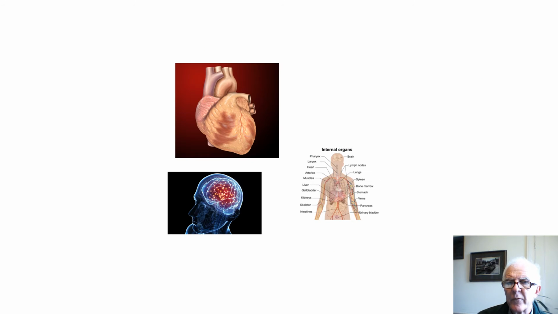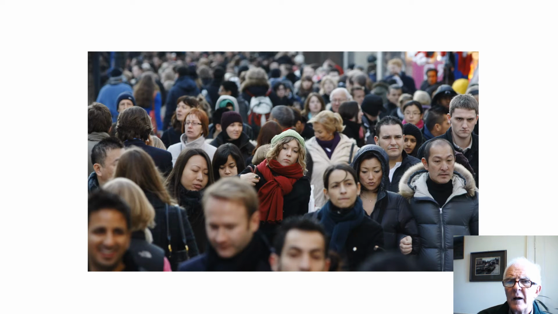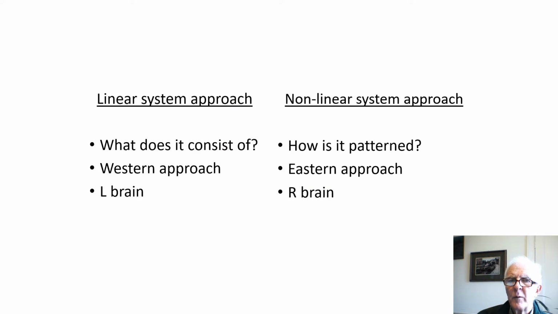So complex, complicated, complex. And if you take nothing away from this talk, perhaps you will not conflate complicated and complex as many people do. I think it's quite interesting to map these approaches onto other areas. So I think it maps very much onto our Western approach. What does it consist of? Whereas a nonlinear approach you can map onto an Eastern philosophical approach. How is it patterned? So they're much more interested in pattern, whereas we're much more interested in substance. We die to dissect.